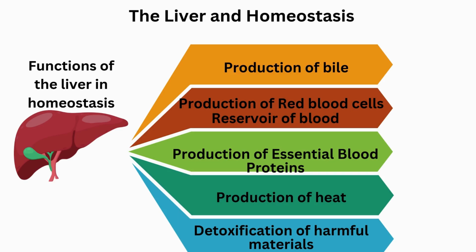Production of essential protein. The liver helps to manufacture most of the essential blood proteins like fibrinogen, prothrombin, globulins, and so on. These proteins play an important role in the clotting of blood. Production of heat. The activities of the liver generate heat, which helps to maintain the body temperature. This is what causes shivering during cold.